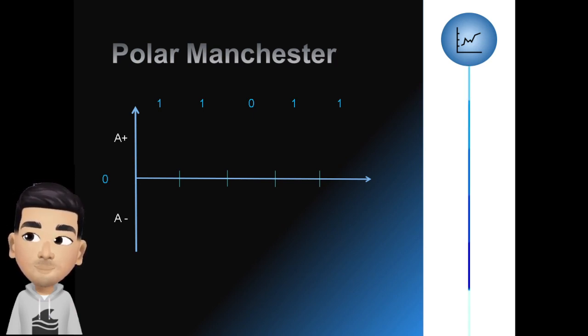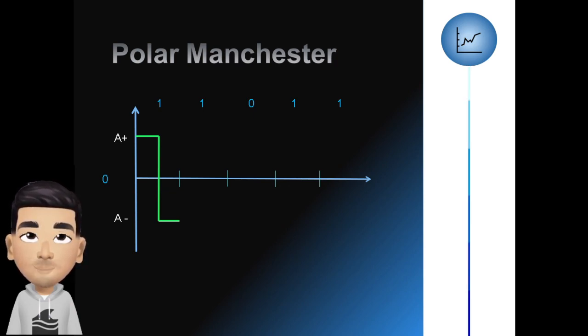So we have an input of 1, the first subcycle, will go from A positive and complete this half of the cycle, then will go down to A negative because 0 in polar Manchester is equal to A negative. So instead of going to 0, we are going to A negative. So the digital signal will go from A positive into A negative.